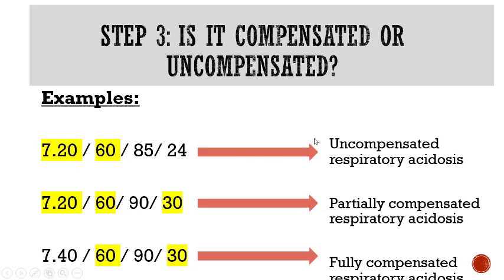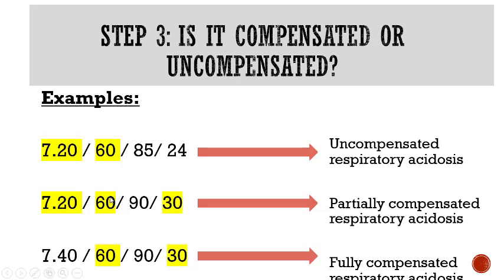So this would be considered an uncompensated, because the bicarb is normal, it hasn't done anything to help, uncompensated respiratory acidosis. It's an acidosis because the pH is low. It's respiratory because the CO2 is the problem, okay? And it's uncompensated because the bicarb has done nothing to compensate. So uncompensated respiratory acidosis.